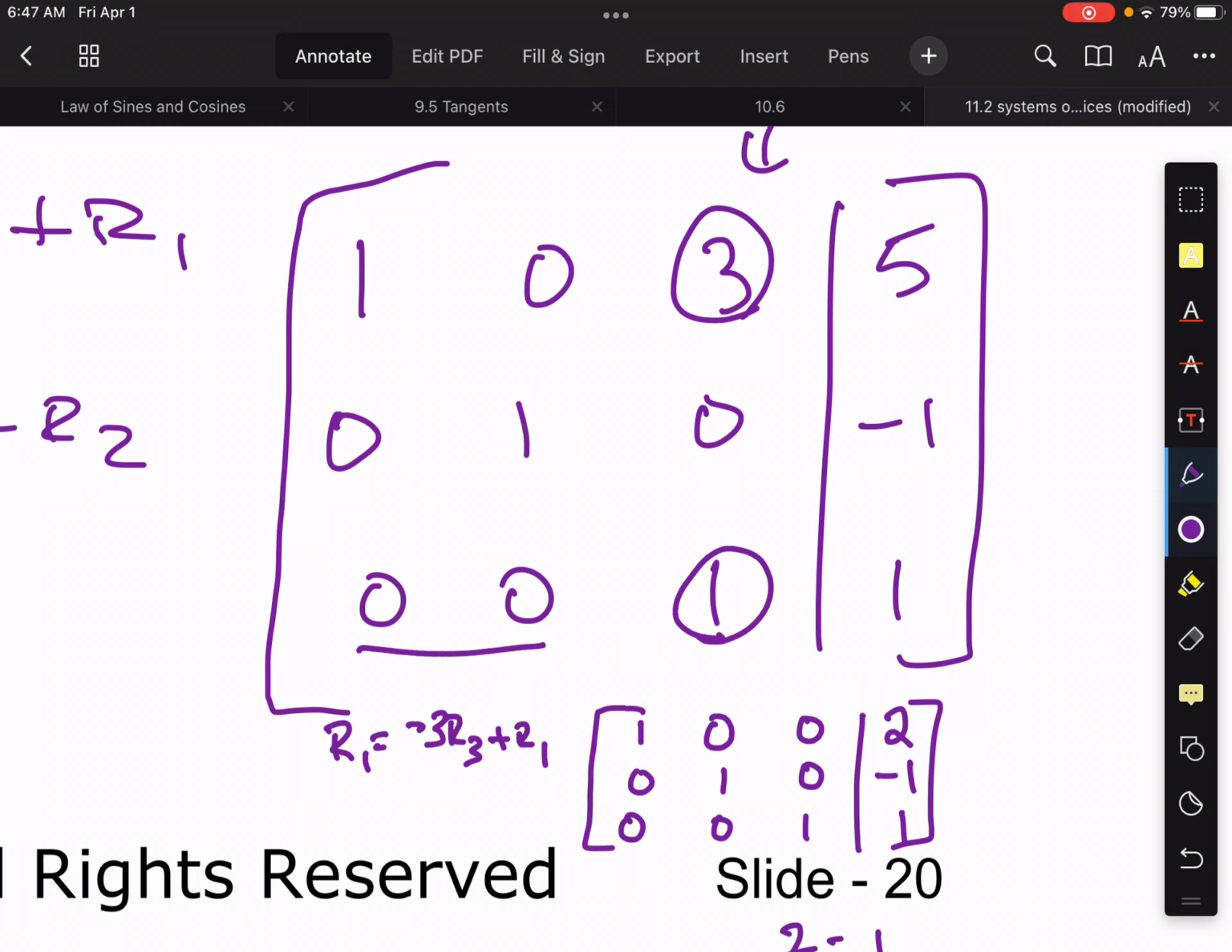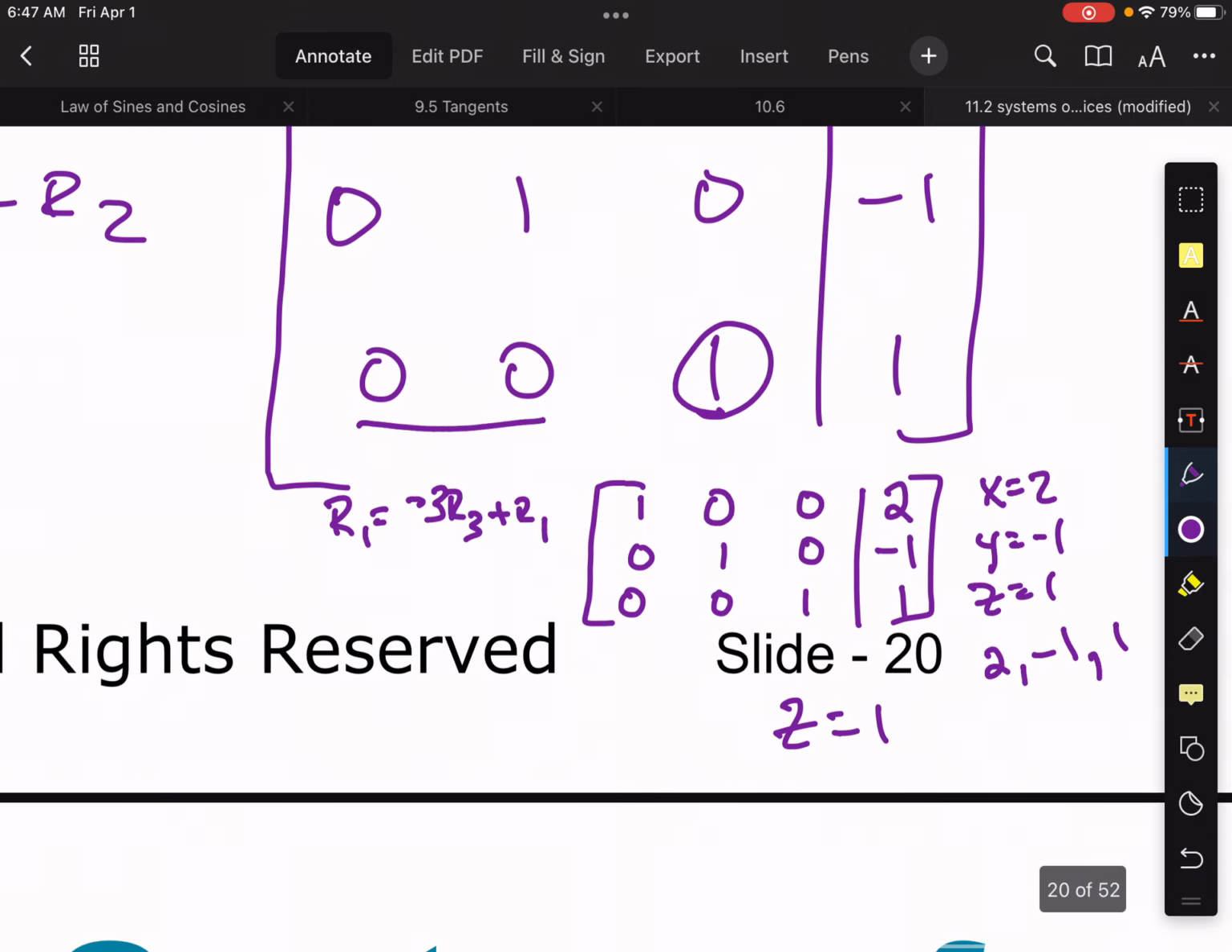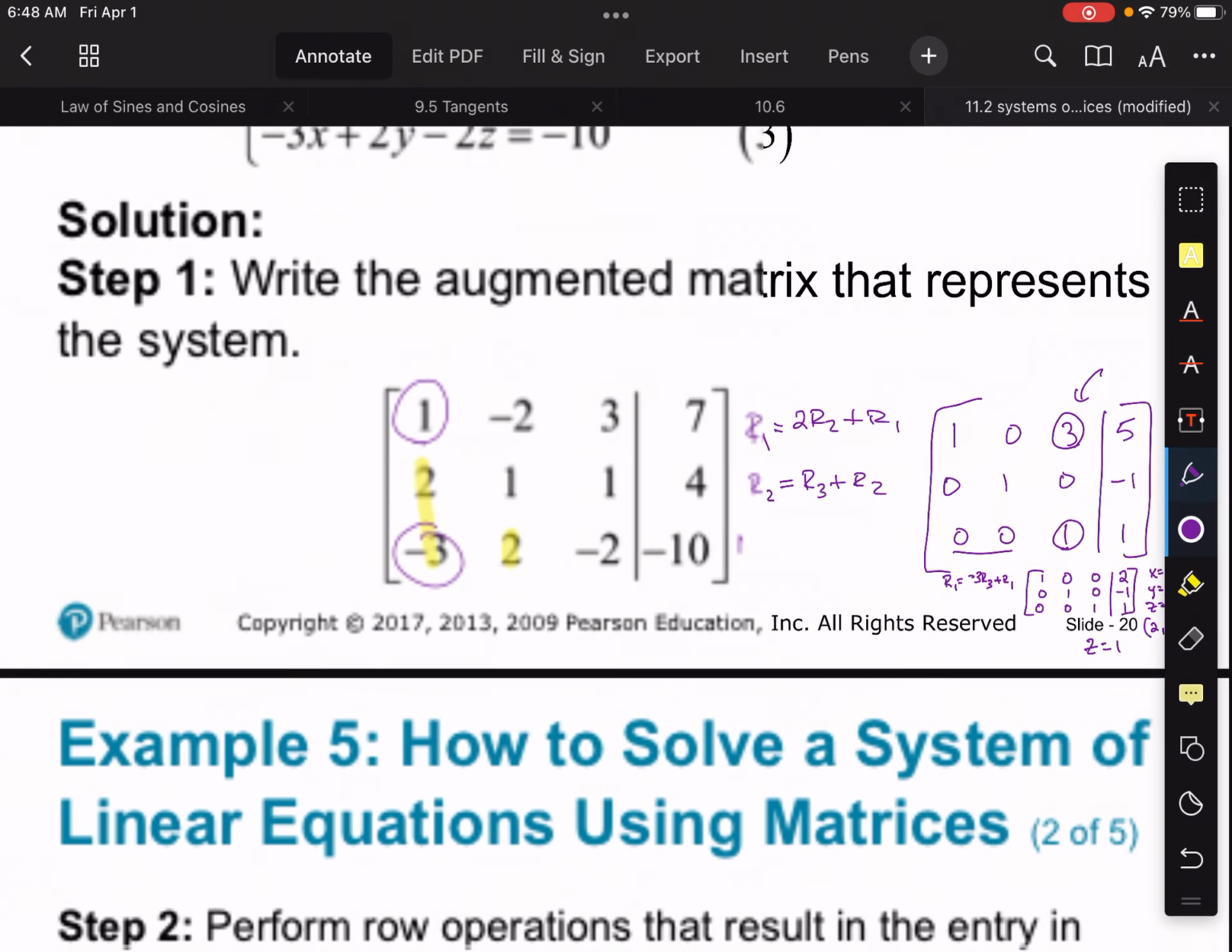Okay, so now I've solved the matrix. We're in reduced row echelon form. I have x is equal to 2, y is equal to -1, z is equal to 1. Therefore, my coordinate is (2, -1, 1). Okay, so that's how you do that one.